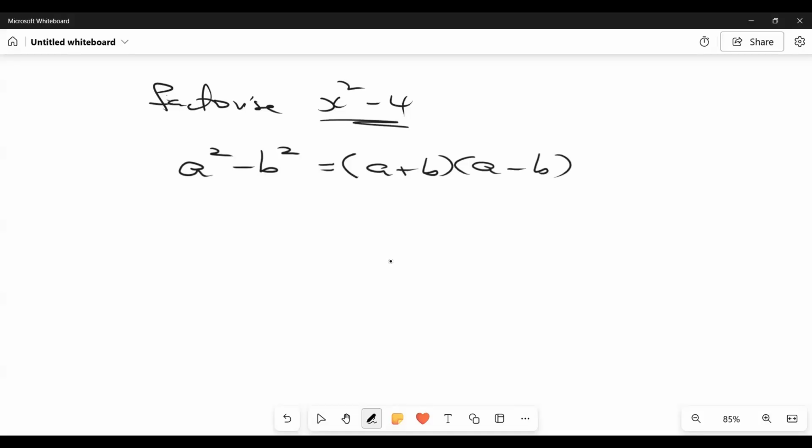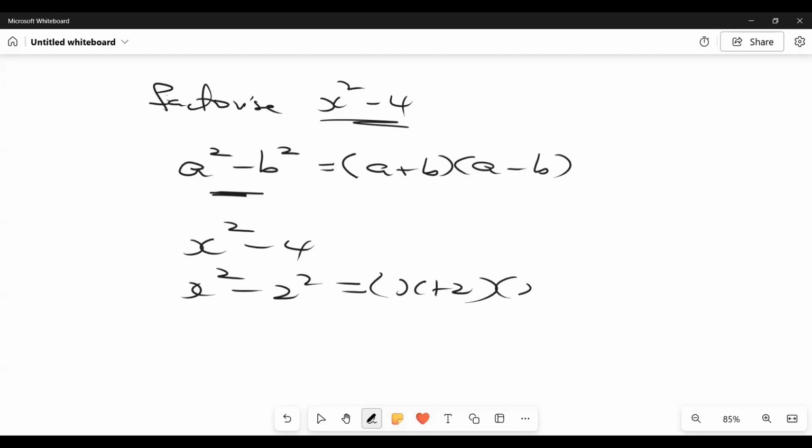And you can see that this resembles that. x squared minus 4 is the same as x squared minus 2 squared, which is equal to x plus 2 times x minus 2. See that? That's a difference of squares. I'm not going to go into too many of them. I just wanted to introduce you to factorization a little. You'll see a lot of this in different places.